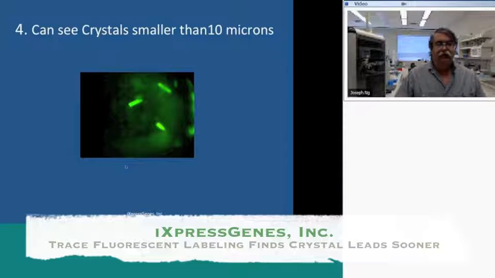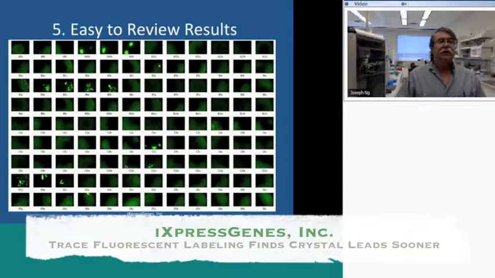We have empirically determined that we can see crystals at least to the size of 10 microns, maybe smaller. This is more a function of the optics than of the use of fluorescence itself. We're using relatively low magnification optics, but we can still detect and see crystals smaller than 10 microns with what we're using. It's easy to review the results.